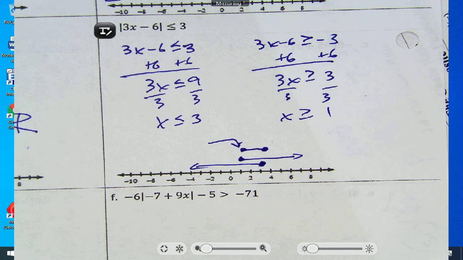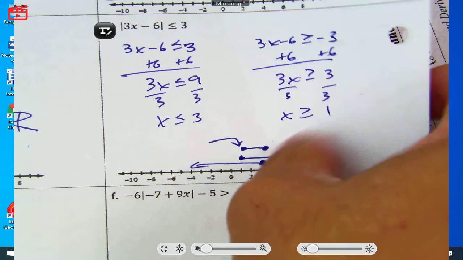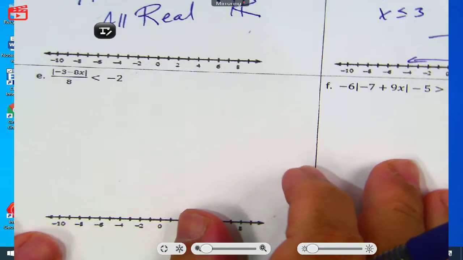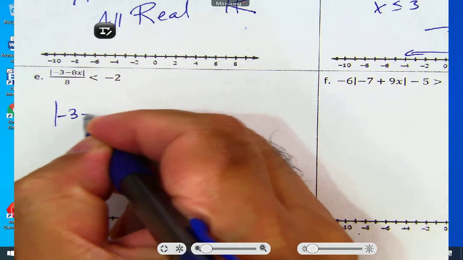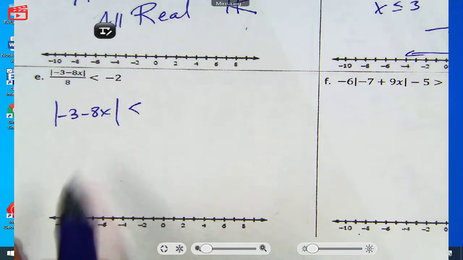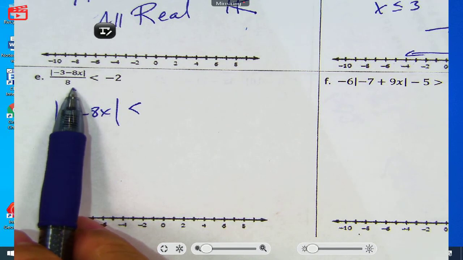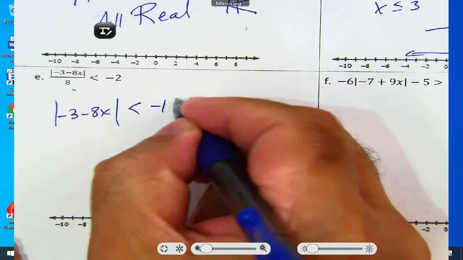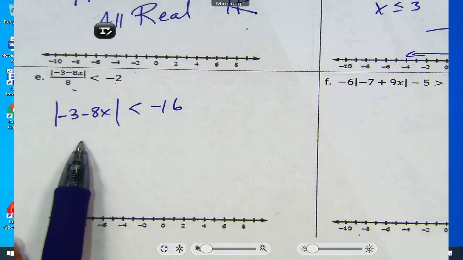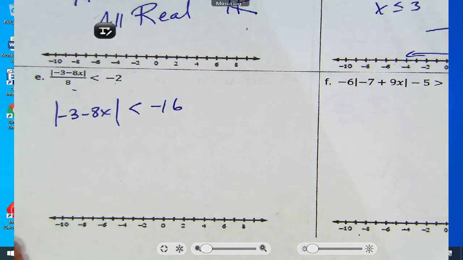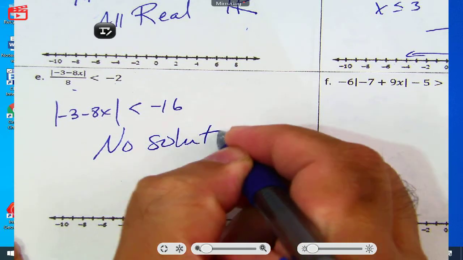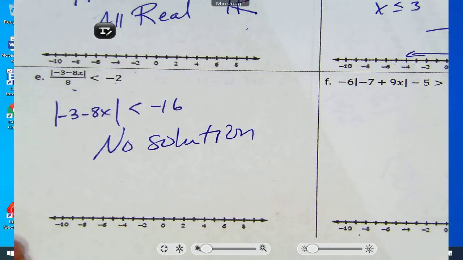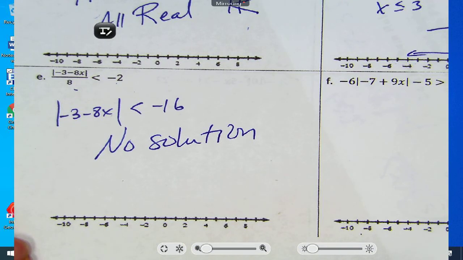All right, 2 more examples. E. All right, here we go. Absolute value, -3 minus 8x. I'm going to multiply by 8, I get -16. Can absolute value be less than a negative number? No. So it's no solution. What symbol will I accept? 0 with a line through it.